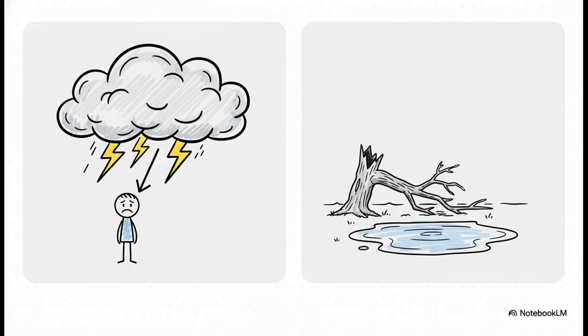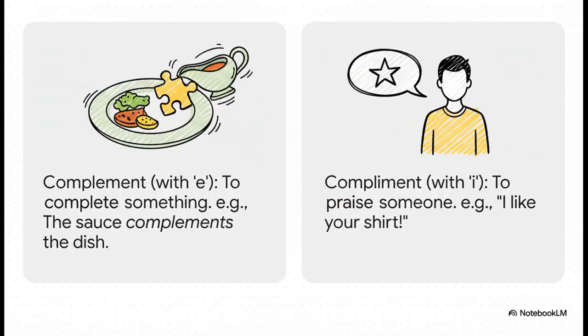Okay, first up, the big one. Affect versus effect. This trips up so many people. Here's the easiest way to remember it. Affect with an A is the action. It's the verb. The rain will affect our plans. Effect with an E is the end result. It's the noun. The effect of the rain was that we got wet. So just think A for action, E for end result. Simple as that.